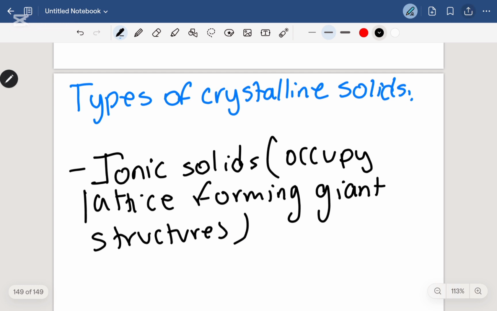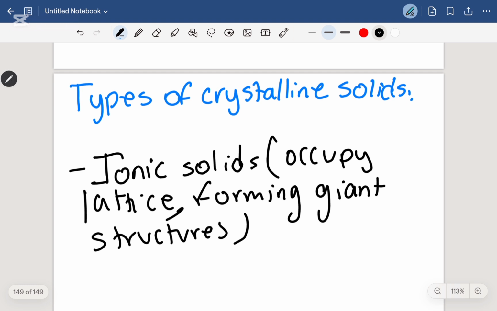Now, what does it mean that they occupy lattice-forming giant structures? Very simply, it means that the ionic solids take the shape of a lattice. What is a lattice? A lattice is a giant structure that repeats itself in all directions, okay? And they all have the same forces throughout, so they form a constant, or uniform, structure. So for example, a cube, a hexagon, anything like this, you know? This is what it means they occupy lattice-forming giant structures.